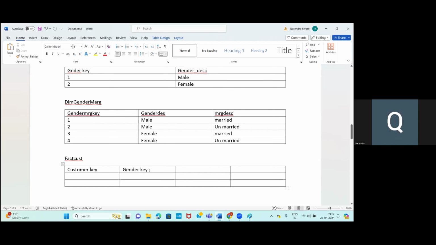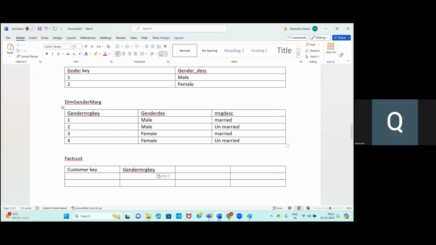So I will let you know: if we pick the customer key and this one, this customer is male and married. And if you go with two, this customer is male and unmarried. So like this, you can have the information in a single dimension. That is what a junk dimension is. If we are combining two dimensions into one dimension and maintaining one junk attribute in the dimension table, then the junk attribute is also maintained in the fact table to reduce the count of keys in the fact table. That is called a junk dimension.